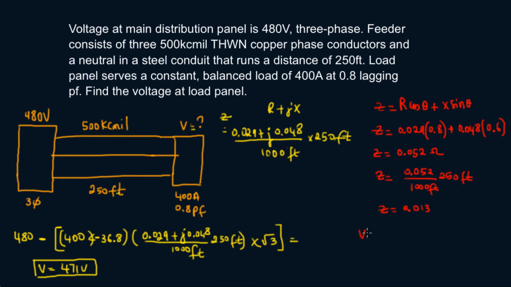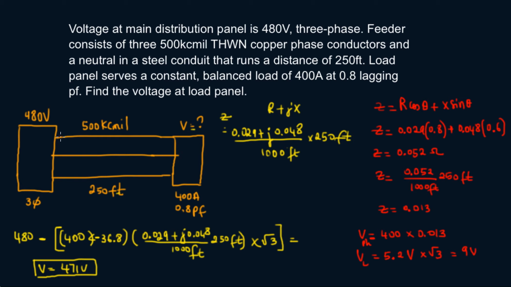So V is equal to IR. I is 400. R is 0.013. And we have 5.2 volt. And this is a line to neutral voltage. So we have to multiply this by square root of 3, so V line is then equal to this times square root of 3. And this becomes approximately 9 volt.